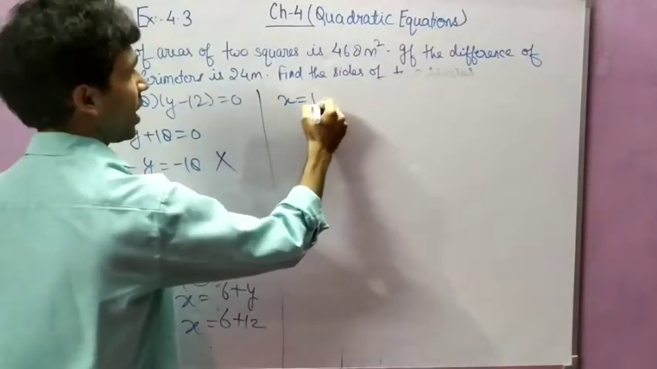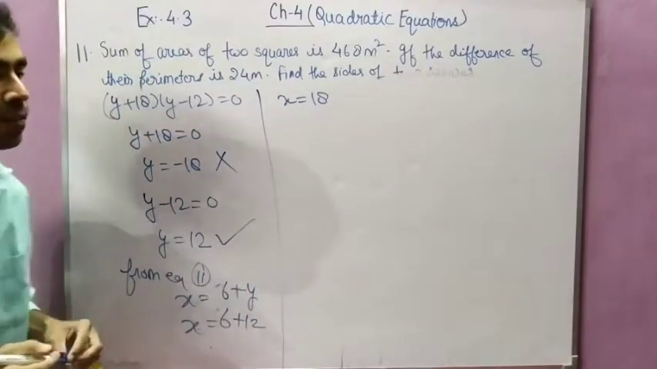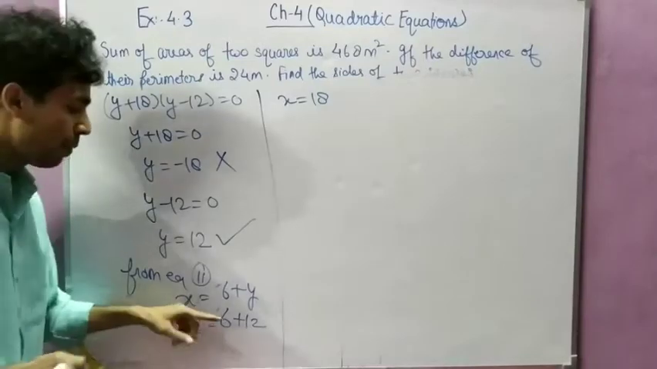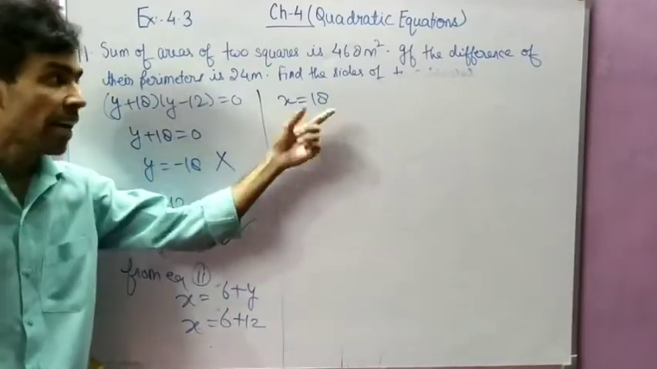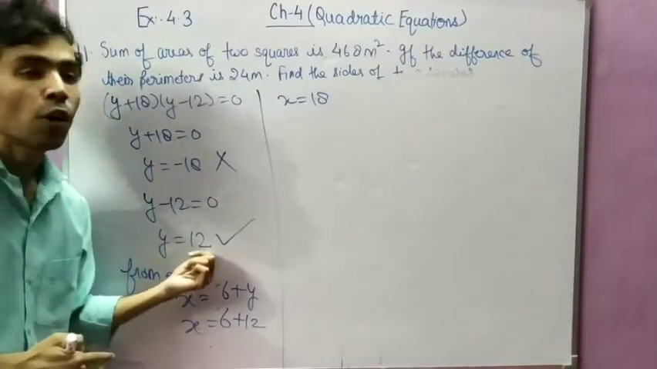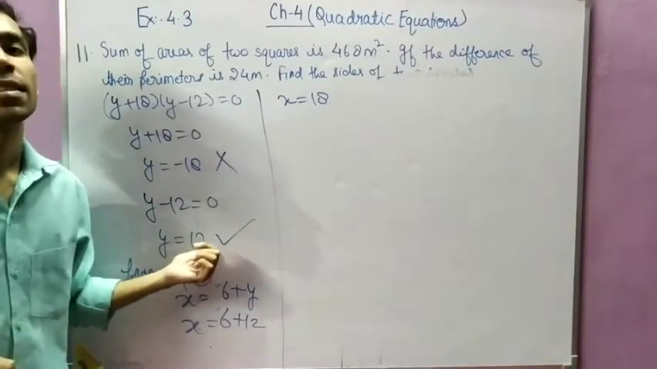x equal to 18. Now x was the side of the first square and y was the side of the second square. And by seeing this value, we can say x was larger. I have assumed x is greater than y, and after solving, I also get the same thing. It means our answer is correct.